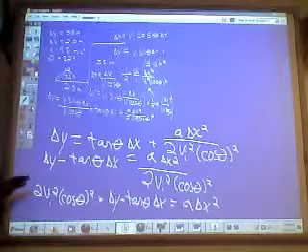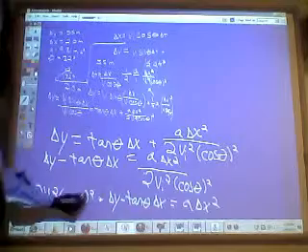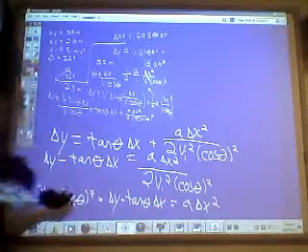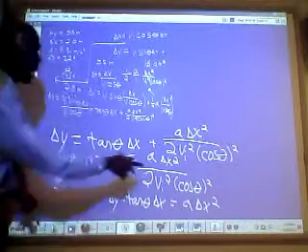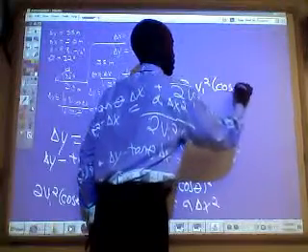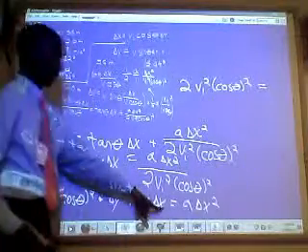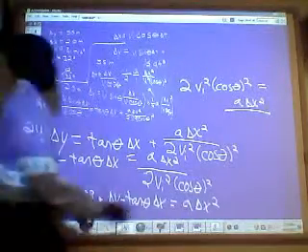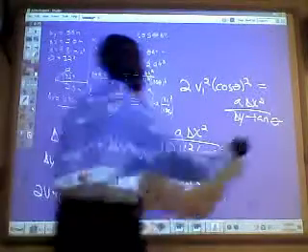Okay, which term has my v sub I in it? This one. So I want this one to stay. I want to divide this side by delta y minus tan theta delta x. If I divide this side by this, this cancels, and I'm left with 2 v sub I squared cosine theta squared equals a delta x squared over delta y minus tangent theta delta x.